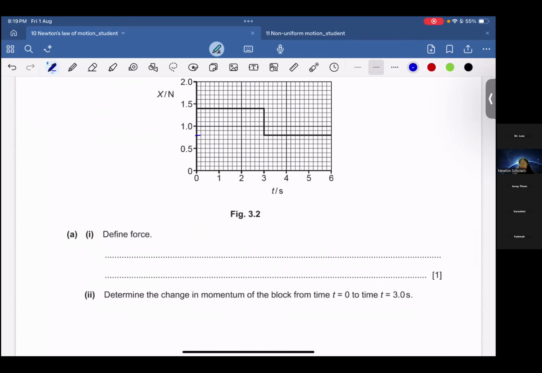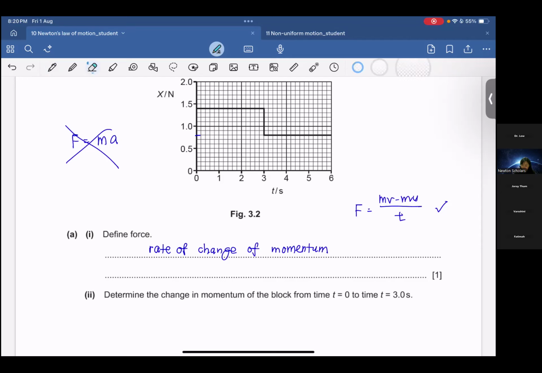This one is easy. Just now we mentioned F equals mv minus mu over time. Don't tell me that the force definition is the product of mass and acceleration. This is the wrong definition. The definition is based on this. Just now I taught you about the rate. Rate means per unit time. So at here, this is the rate of change of momentum. So this is the correct definition. No need to memorize, as long as you understand this is from this formula. So from the formula, they define it.